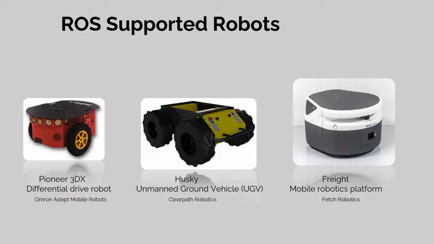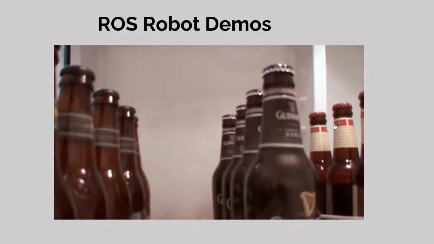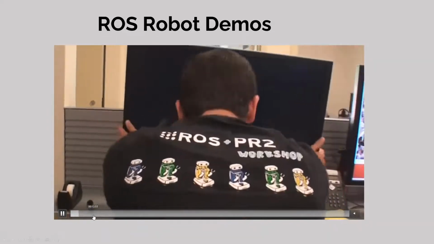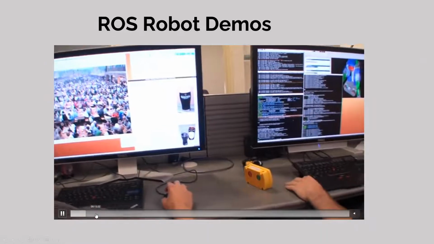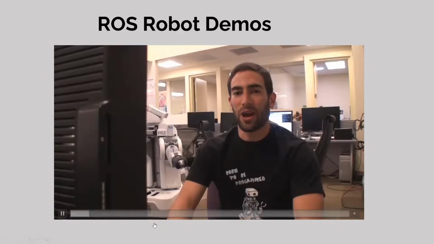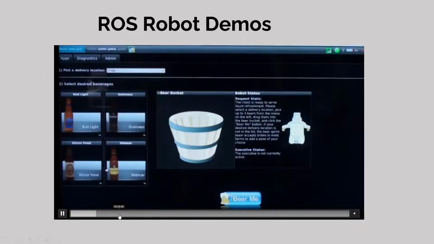Then Fetch, which is a robot from Fetch Robotics. Okay, so yeah, this is actually a demo video from Willow Garage. You can see this video on YouTube. Basically, these guys are designing a robot application using ROS and some web technologies.